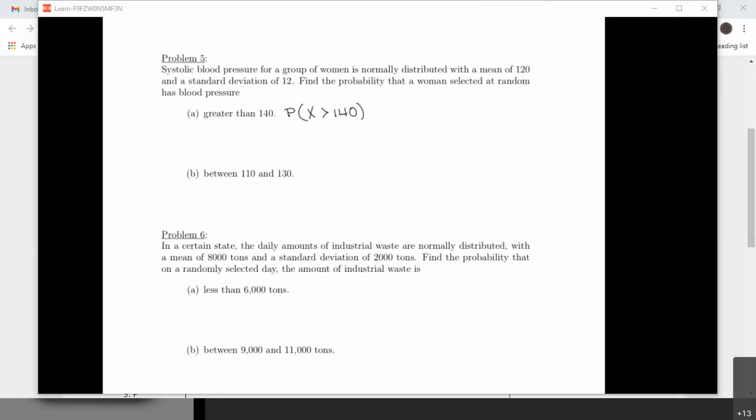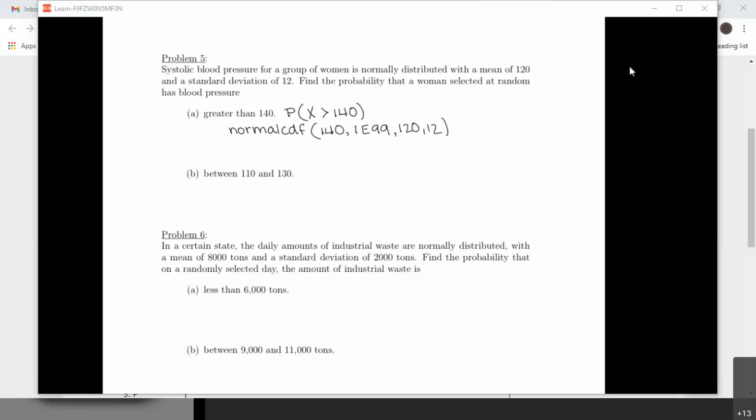So what we need to do here is, if I'm doing it on a TI, I'm going to say normal CDF. Okay, 140 is my lower bound. And I want to go all the way out. So there's my faked out positive infinity. The mean of this distribution is 120, and the standard deviation is 12. So that's how I would do it on a TI.